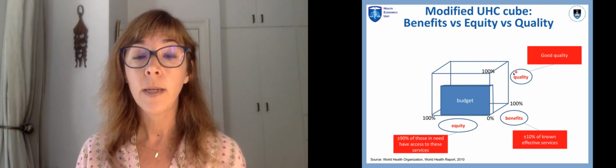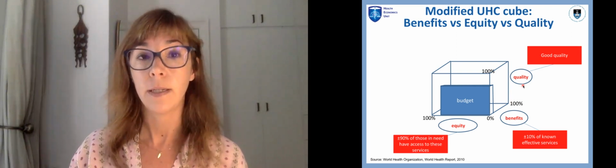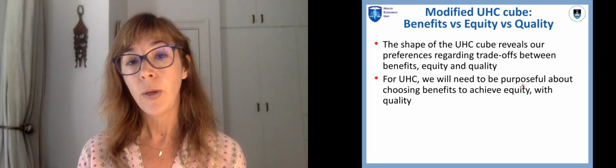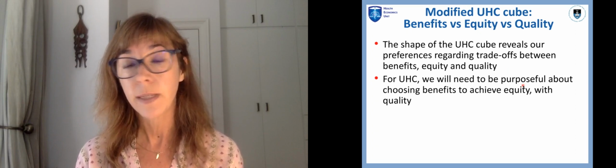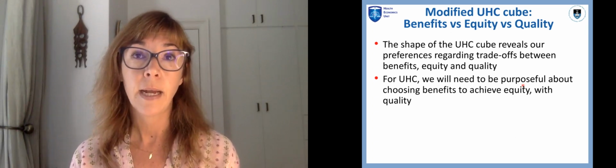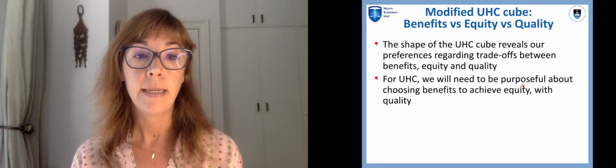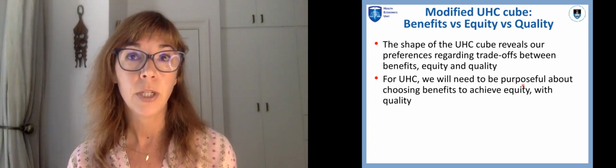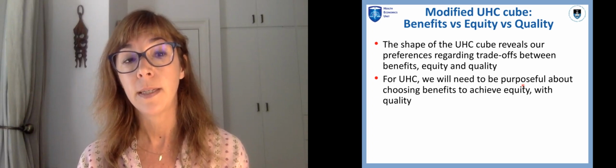And also in terms of quality, those benefits are now being delivered at a higher level of quality. So for me, the shape of the UHC cube really helps us to understand or reveal our preferences about the trade-offs that all of us face between the breadth of benefits, so how many different kinds of diagnostics, how many different kinds of medicines, what are the vaccines, and what are the models of care. So what is the breadth of benefits versus the extent to which it's available on an equitable basis, and whether we're able to achieve equality.